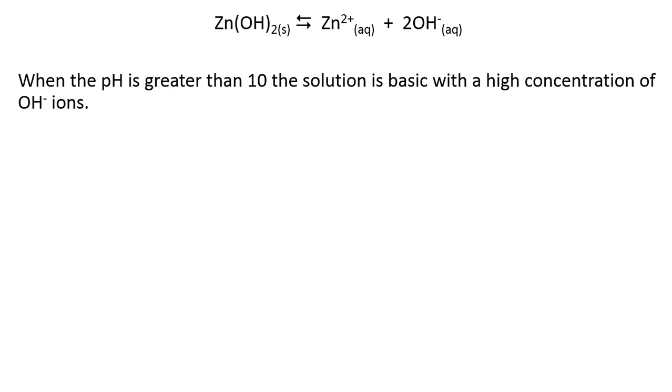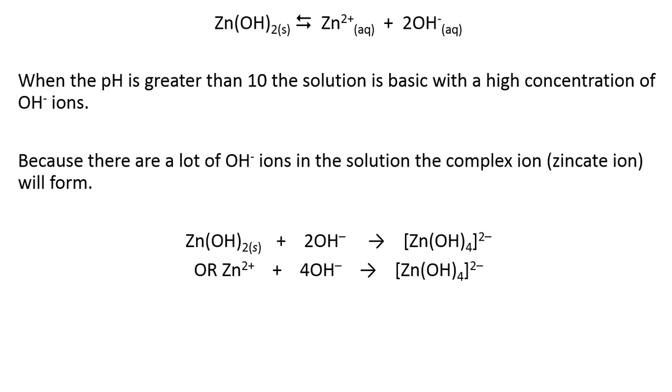If we get to the second part of it, the pH now is greater than 10. So that means that it's basic and there's a high concentration of hydroxide ions present in the solution. So in the actual question, there was a big clue here about what was going to happen when there was excess hydroxide ions, and that is that the zincate ion is going to start to form. So the zincate complex ion will form, and that's going to remove, once again, hydroxide ions from the solution, which there's an excess of anyway, so that's not going to make too much of a change.